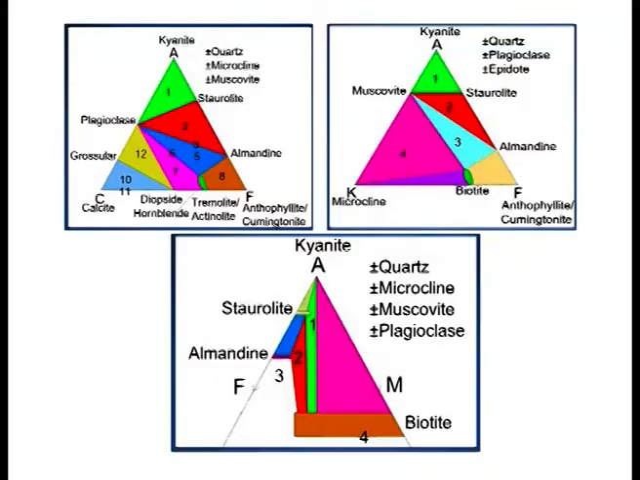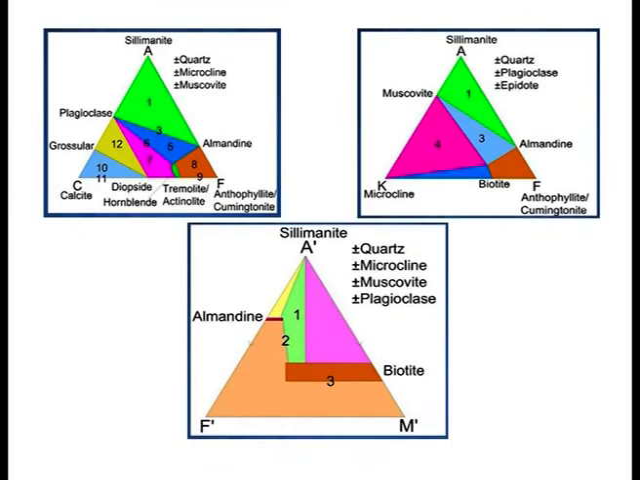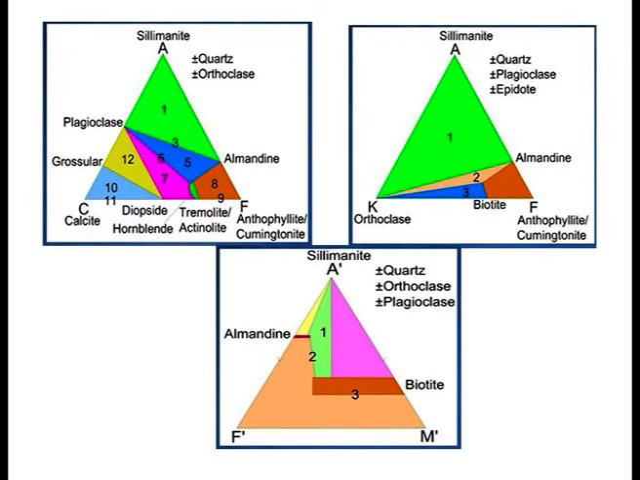If we see on the screen the ACF, AKF, AFM diagrams of all the 4 different zones, we can observe different assemblages, particularly the pelitic, quartzo-feldspathic, calcareous, basic and ultrabasic.